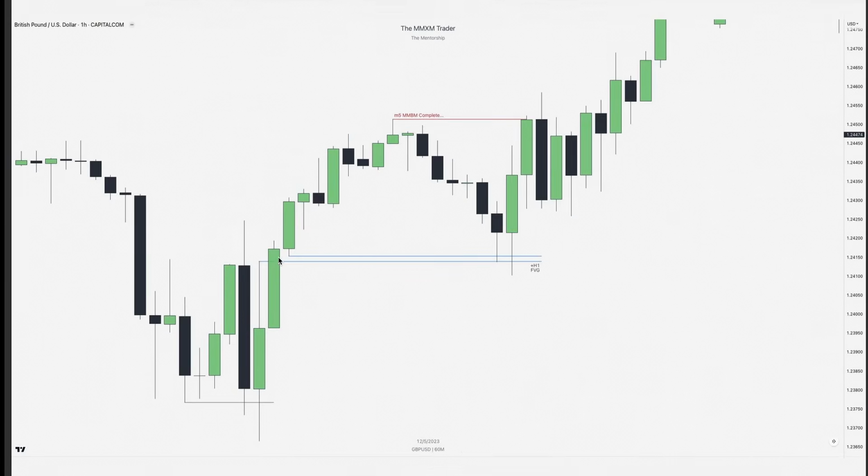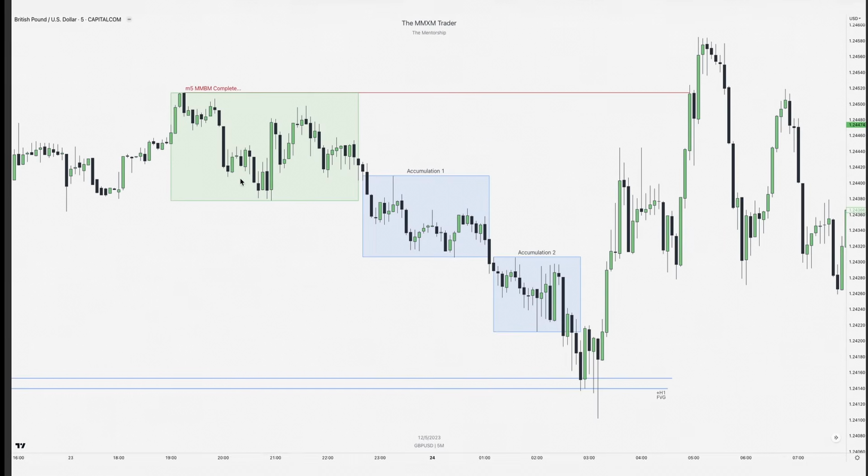Here is an hourly internal to external range play, and this here is a 5-minute market maker buy model. Original consolidation, accumulation 1 and 2, and you can see we deliver to the high here, which is the internal range, the external range liquidity.